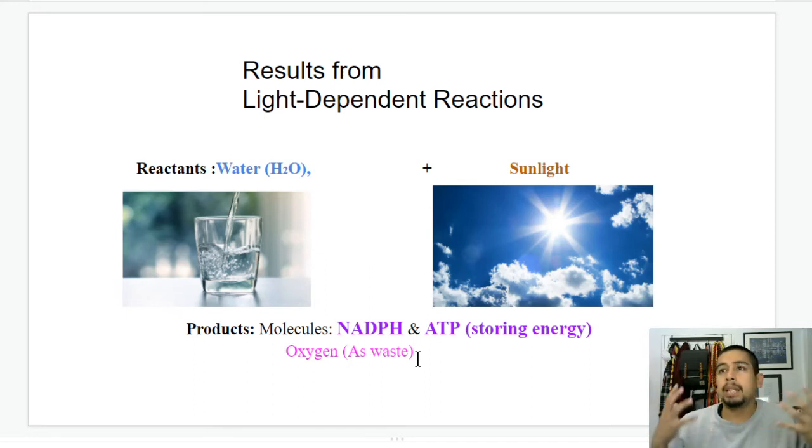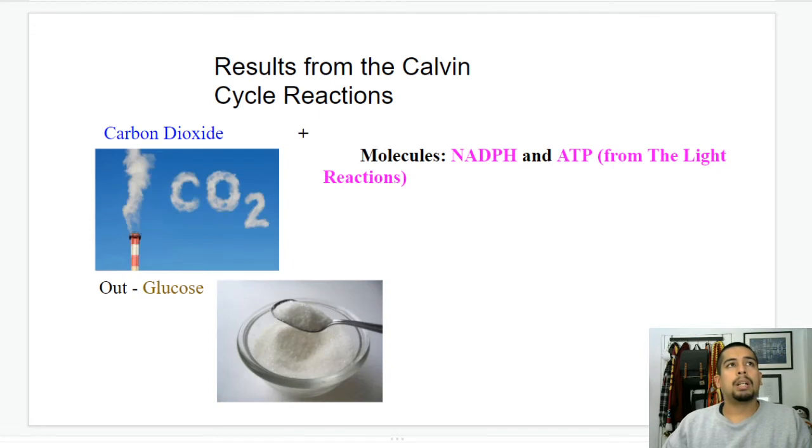because that's how it affects us, right? Plants are taking carbon dioxide from the air, and they're giving off oxygen, which we use to breathe. And when we learn about respiration, we're going to see how we use oxygen for ourselves. Okay. Next, we have the results from the Calvin cycle. So carbon dioxide, which is in the air, which you've already talked about.